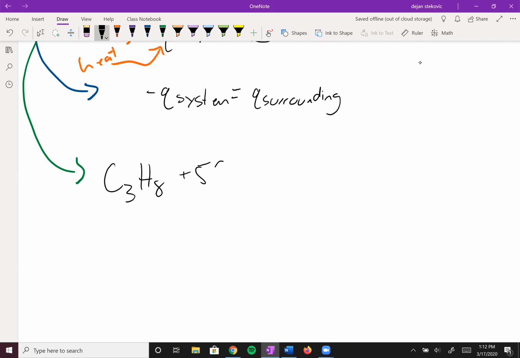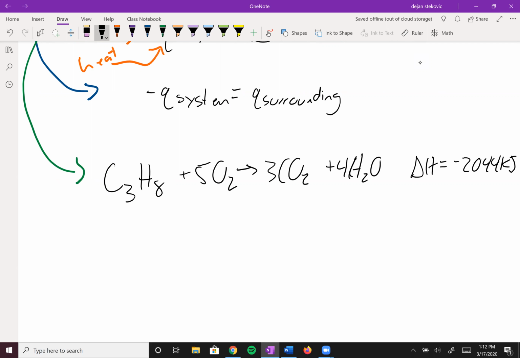C3H8 plus 5O2 goes to 3CO2 plus 4H2O. And then you can have a delta H here of negative 2044 kilojoules. So a couple things. What does this negative tell you? This negative tells you this reaction is exothermic. If you actually look at the reaction, it's a combustion reaction, so that makes sense.